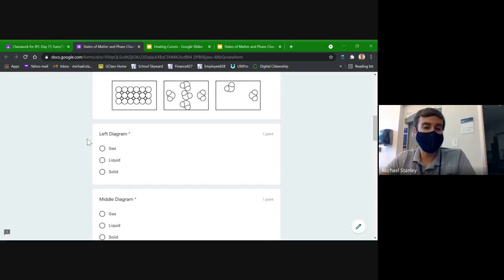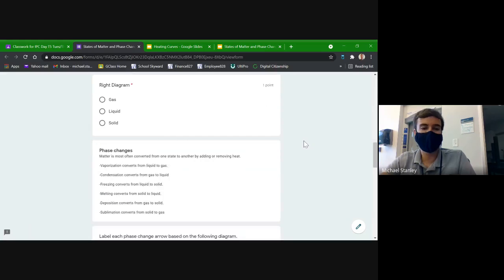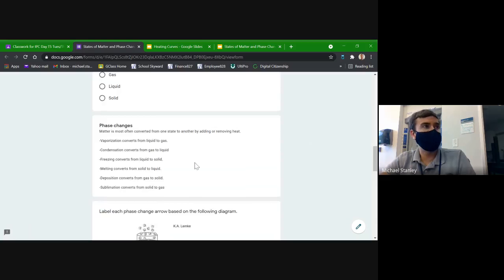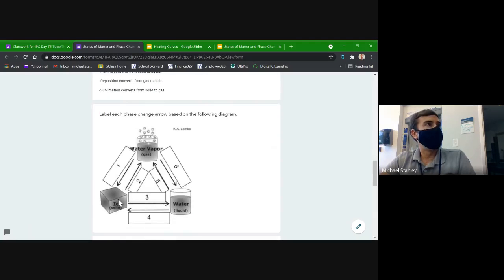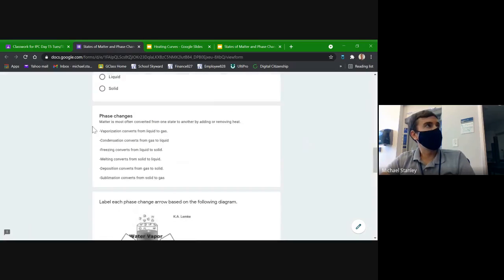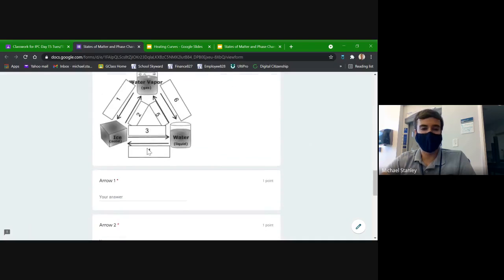So you're going to label these, the left diagram, the middle, and the right, as either a solid, liquid, or a gas. And then the second part down here, we have our little phase change triangle, where I've labeled each one of these arrows showing us going from gas to solid, or from solid to liquid, or from gas to liquid, or liquid to gas, or whichever direction you might need. There's a little reminder cheat sheet up here about which one represents which. And so all I want you to do is label each one of these arrows.